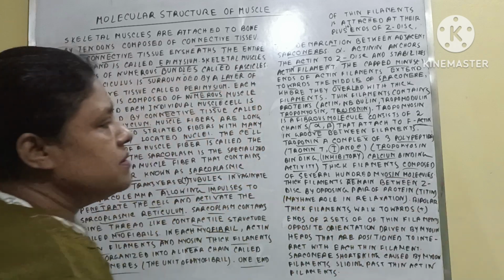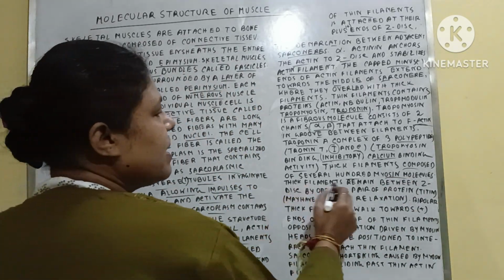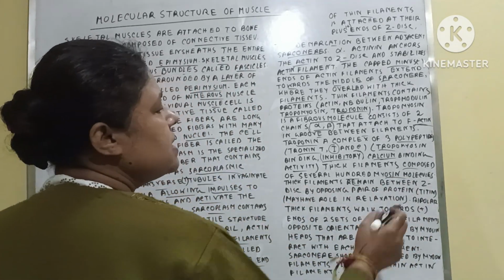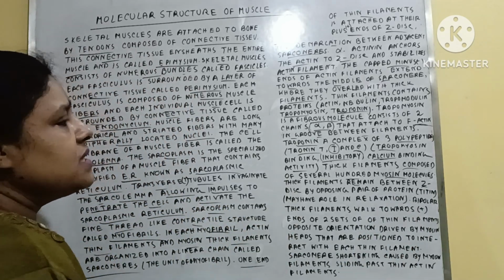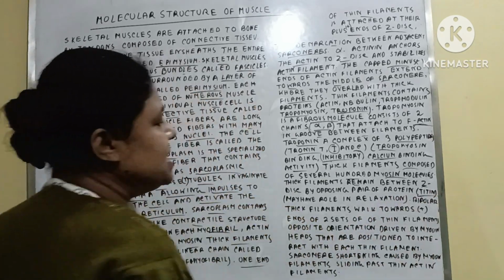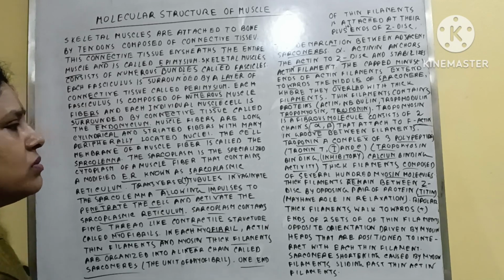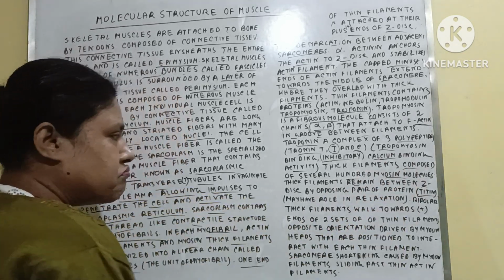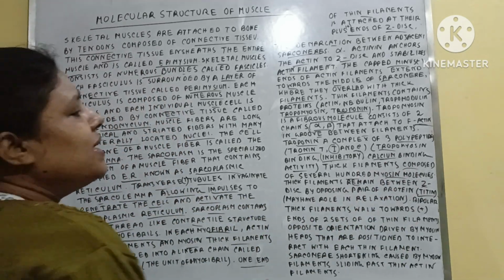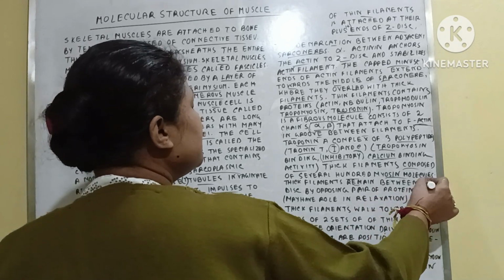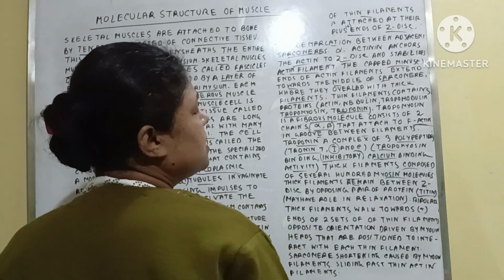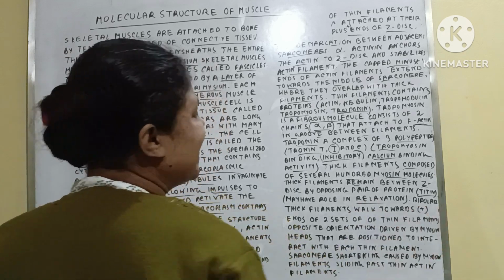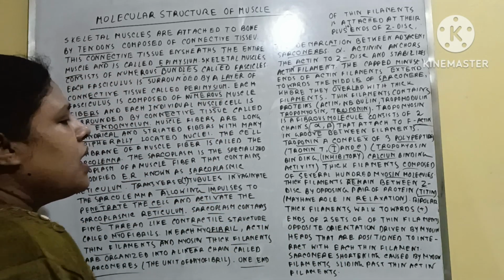Now thick filaments, these are composed of what? Hundreds of myosin molecules. These thick filaments remain between the Z discs, and there is another protein present. This is called titin. So what is that? Titin may have a role in relaxation. So titin is a protein that shows its role in the relaxation process.